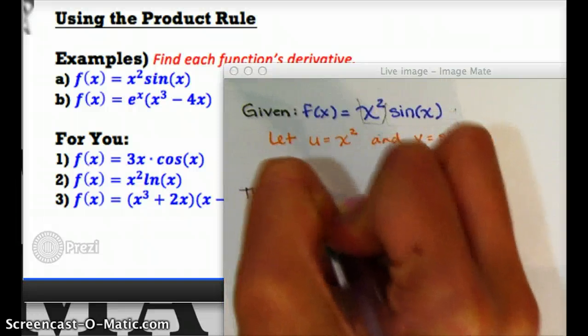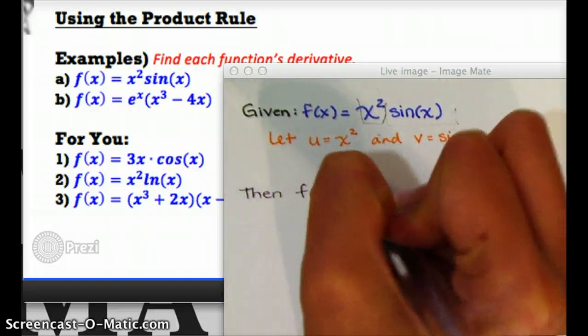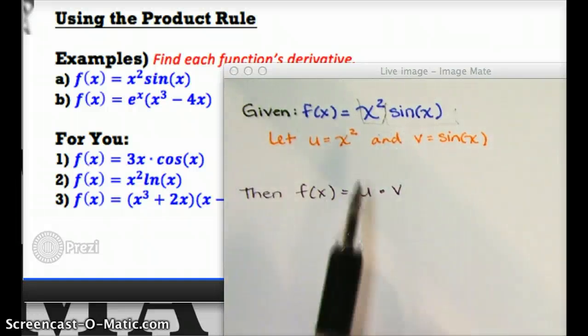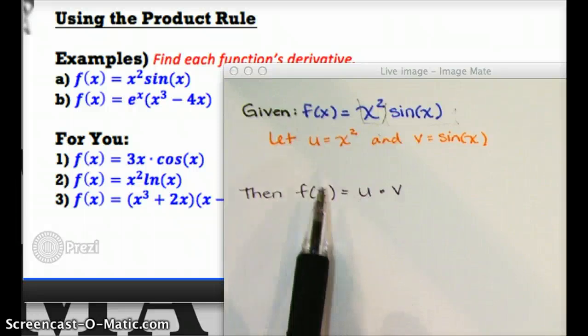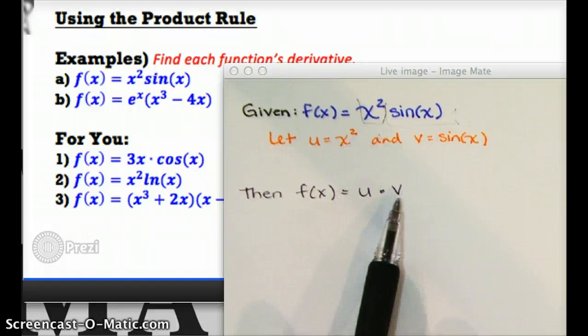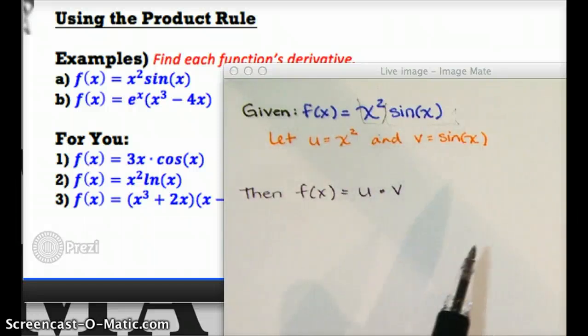Then f of x is the same thing as u times v. And we could have said u of x because we're thinking of it as a function, or you can just call it u the same way we could call f of x just f. And this then, we've created this. This is a creative step that you take. It's not a right or wrong thing. You get to choose how you want to do it. If you choose well, it will be helpful.